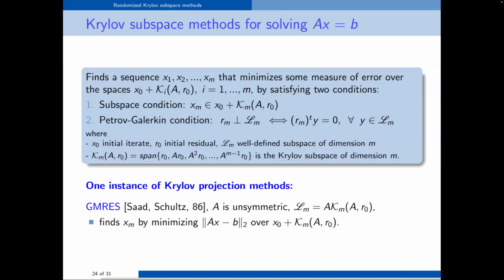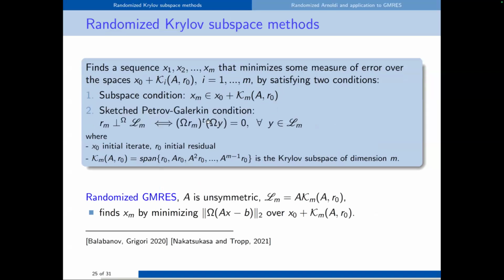When we use randomization, we replace this Petrov-Galerkin condition with a sketched Petrov-Galerkin condition. So we impose that the sketches of the residual are orthogonal to the sketches of the vectors in the subspace.